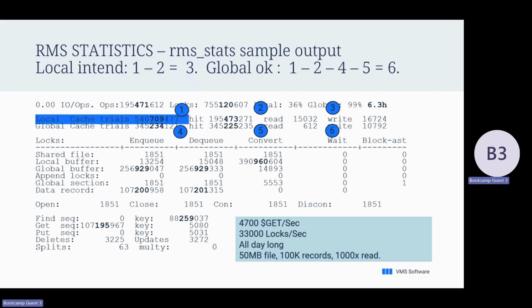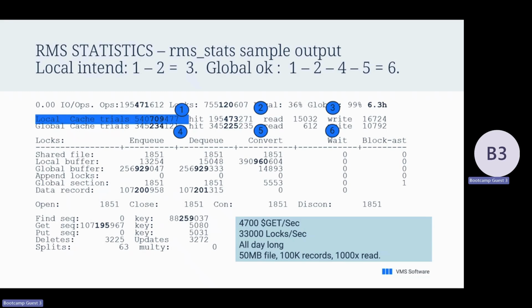Yes. So here's the RMS statistics, and so this is my version. You could have used SDA and show RMS/FSB to get the same data. I like my tool better. That's me. RMS statistics output. If you ask that, it will show you. This is the verbose version. The simple version is only the top line.